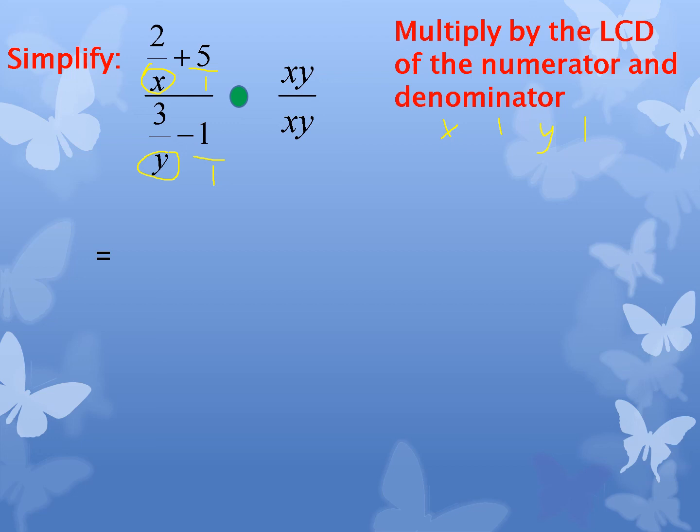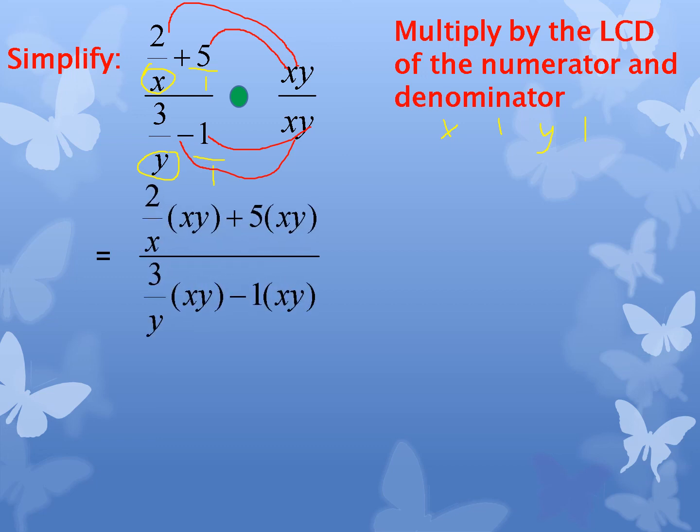And you're like, but I don't understand why we're doing that. Here's why we're doing that. Because when we multiply each piece of this expression by the common denominator, it's going to be doing what we call clearing the fractions. So that will get the fraction out of the numerator. It'll get the fraction out of the denominator. So I'm going to multiply 2 over x times xy, and then I'm going to multiply 5 by xy. Then I'm going to multiply 3 over y by xy, and then I'm going to multiply 1 by xy, so that it looks like this.